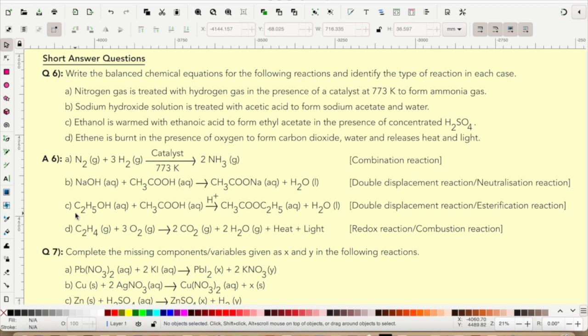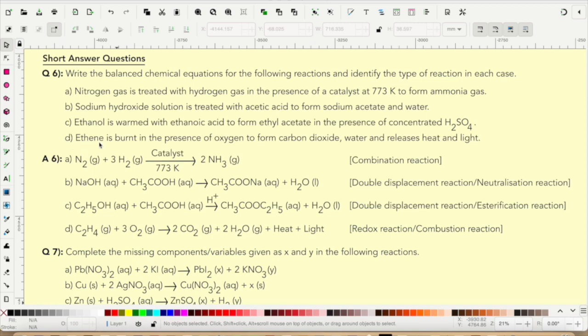As you can see, C2H5OH is made of C2H5 plus and OH minus. CH3COOH is made of CH3COO minus and H plus. C2H5 plus combines with CH3COO minus to make CH3COOC2H5, and H plus combines with OH minus to make H2O. So this is double displacement reaction. This is also esterification reaction. As you can notice, one alcohol C2H5OH reacts with one acid CH3COOH to make ester CH3COOC2H5 and water.